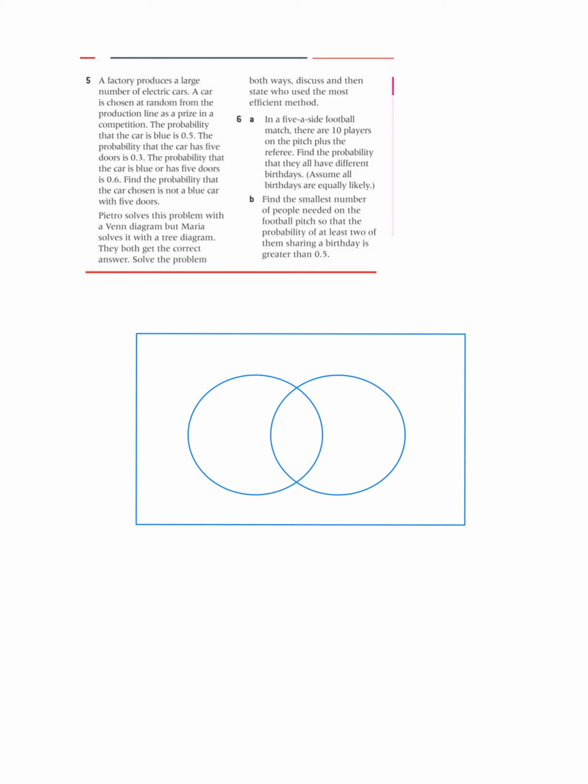Let's have a look at 5D, question 5. This is on page 224. The question: a factory produces a large number of electric cars. A car is chosen at random from the production line as a prize in a competition.